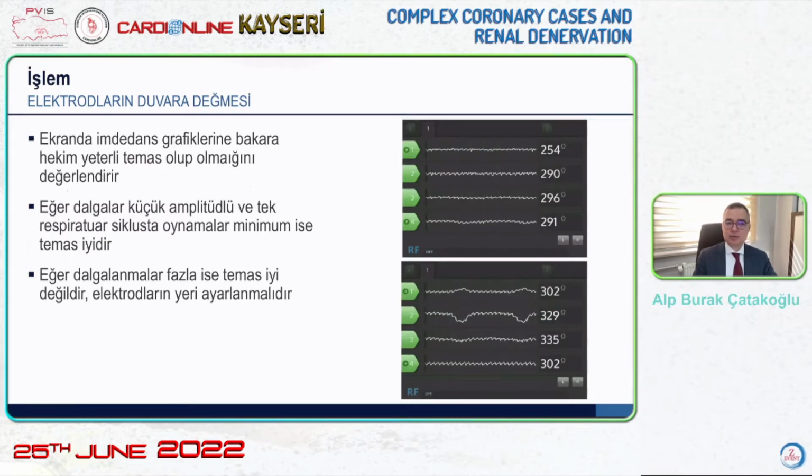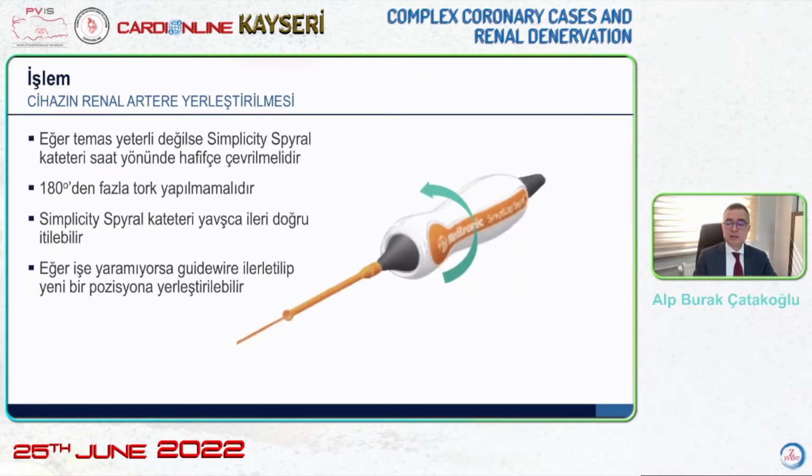So we look at the generator and check some data there, and impedance is the one which sheds light on our way. We look at the impedance graphs and the respiratory cycle. We see whether there's a change or not, and whether there's huge waving. If it is minimal, the contact is better. If not, we are not happy with our position.